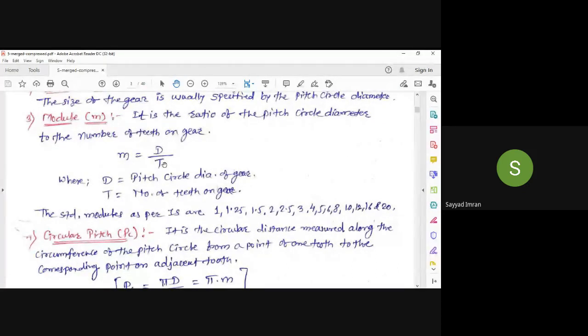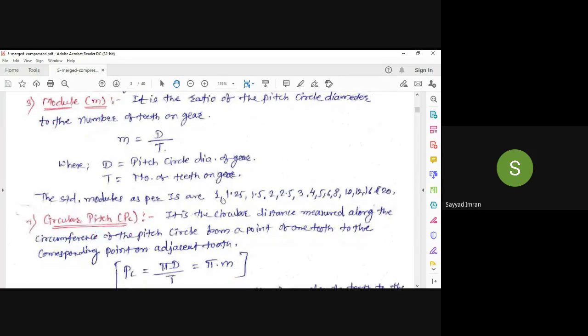Okay. Now the standard modules as per international standards are 1, 1.25, 1.5, 2, 2.5, 3, 4, 5, 6, 8, 10, 12, 16 and 20.